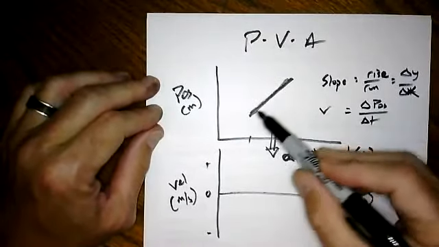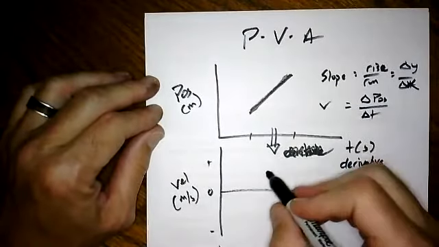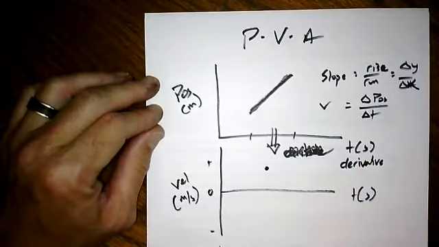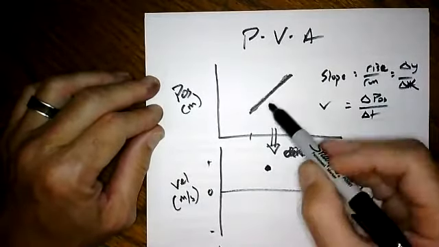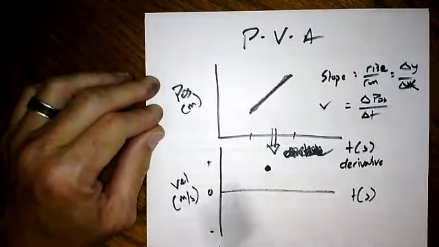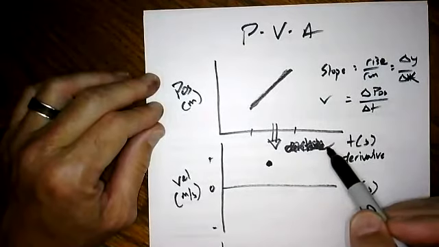But we're going to take the derivative, we're going to take the slope between these two data points, and that's going to tell us what our velocity is. I'm going to put that dot right there, which is sort of the middle point of this time interval here. And that's our velocity.